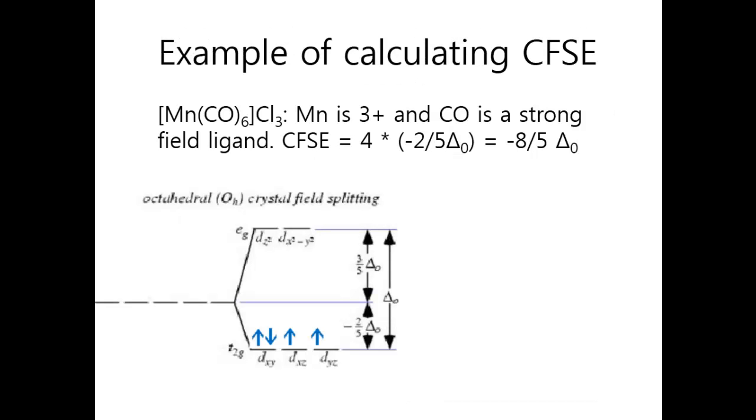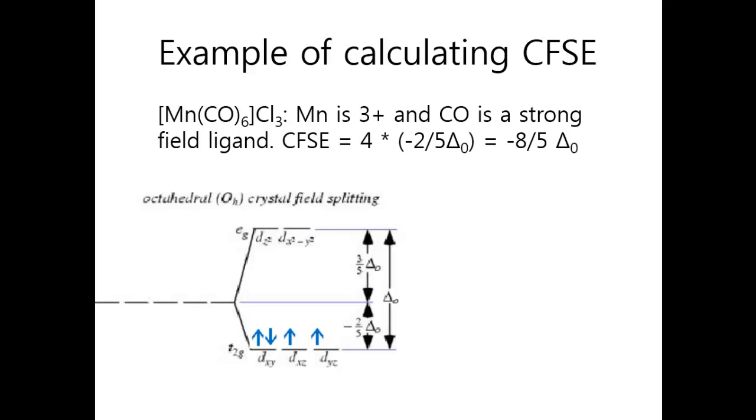You also need to know how to calculate the crystal field stabilization energy. So as an illustration, let's talk about manganese CO6. Manganese is 3+, so you have 4 d electrons, and as a note, CO is a strong field ligand. So you place the 4 electrons on the lowest energy orbital, the T2G set. For each electron placed on the T2G set, you have a net stabilization of 2/5 of delta 0. Now, let's talk about Nernst.